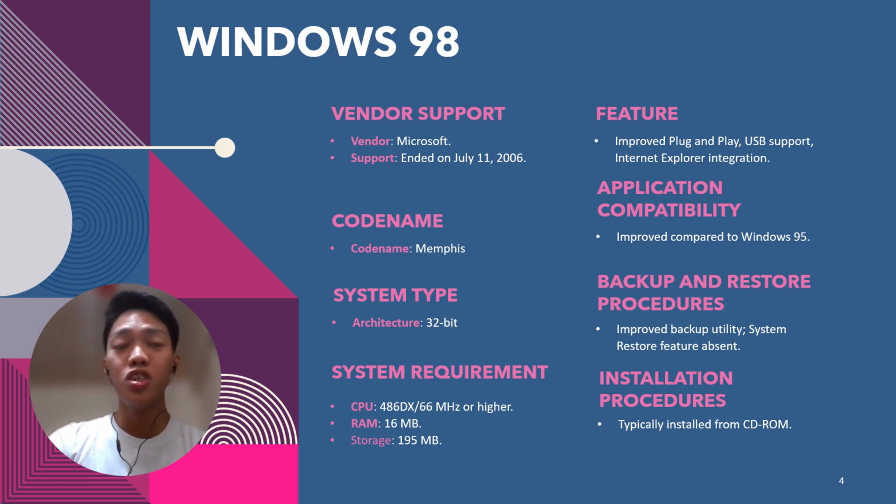Backup and restore procedure. Improved backup utility, system restore feature absent. The introduction of an improved backup utility presented a step forward, even though the absence of a system restore feature was notable. Installation procedures, typically installed from CD-ROM. CD-ROM installations became the standard, simplifying the installation process and reducing reliance on multiple floppy disks.